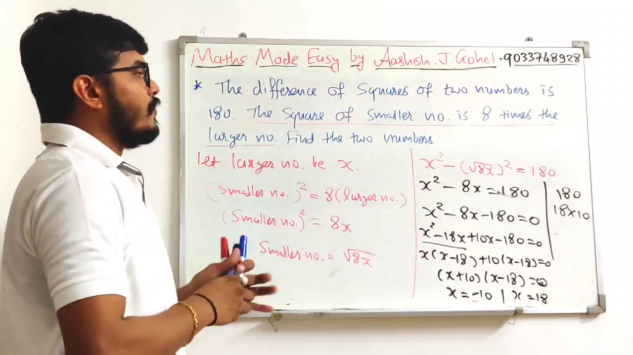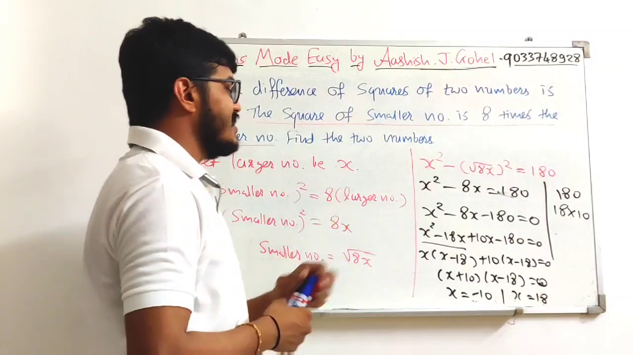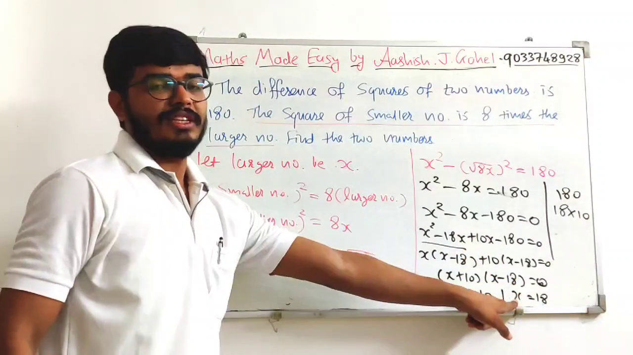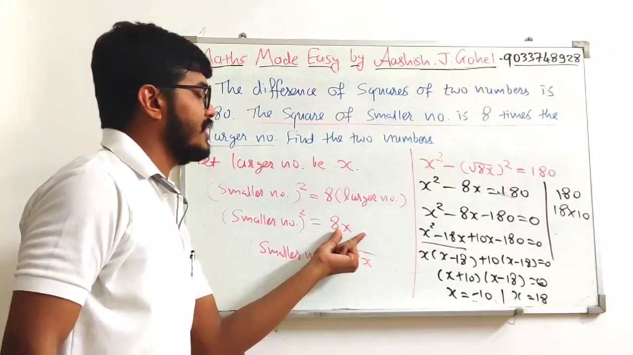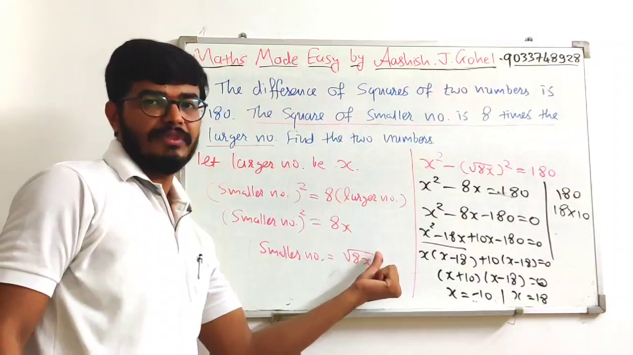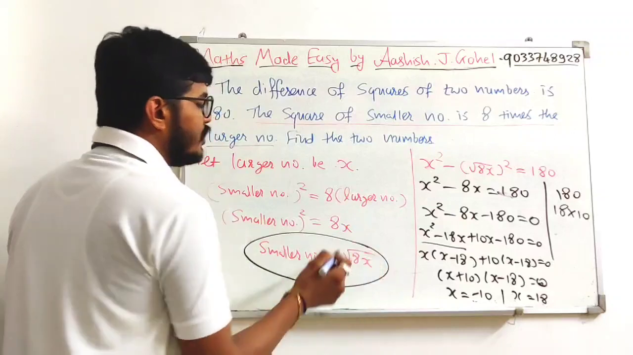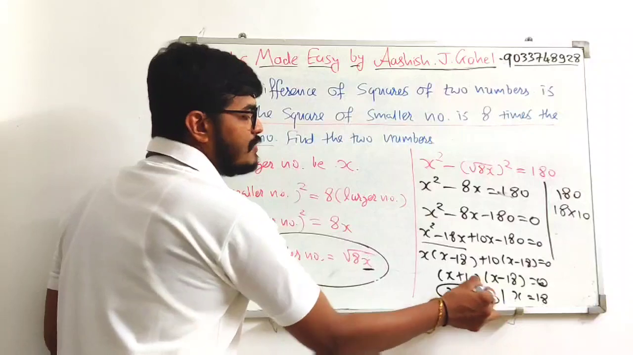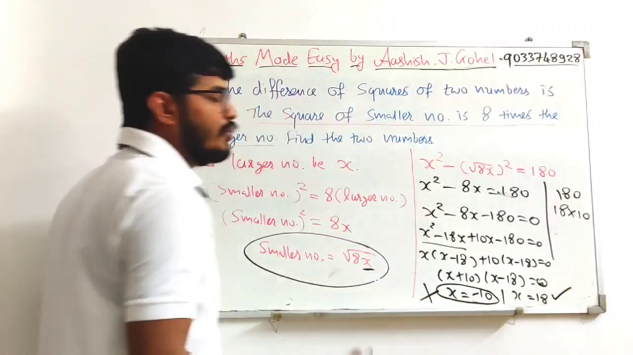Now which number is our correct answer? Can you tell me which number is the correct answer? Yes, because this x is 18, this will be the correct answer. Why? Because if I put a negative number in place of this x, then a negative number will come inside the square root. This is very important: you cannot put a negative number inside a square root. So we cannot take our answer as minus 10. This answer will be cancelled and your correct answer will be x is equal to 18.